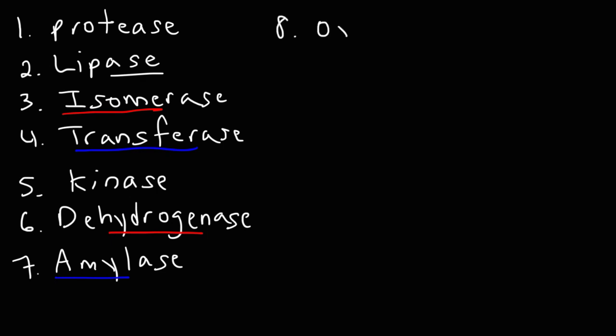Number 8, oxidoreductase. So think of the words oxidation and reduction. So we're dealing with redox reactions. In a redox reaction, there's a transfer of electrons. In an oxidation reaction, electrons are lost, but in a reduction reaction, a substance picks up or gains electrons. So oxidoreductase is an enzyme that catalyzes the transfer of electrons from one molecule to another.